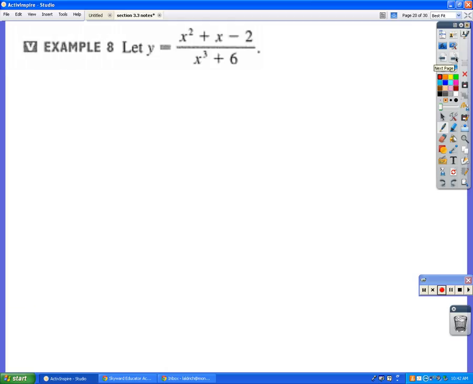So let's start with y equals x squared plus x minus 2 over x cubed plus 6. And let's take the derivative using the quotient rule. Okay? Now, some of you will be able to just kind of whip your way through this and you don't need to really think very much.